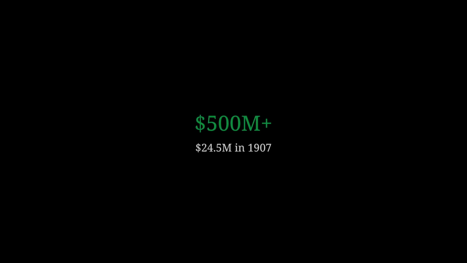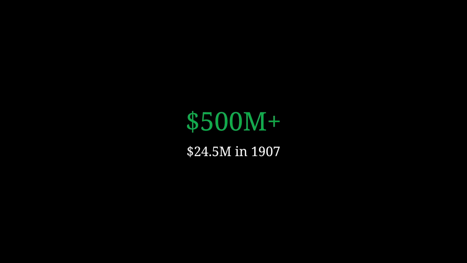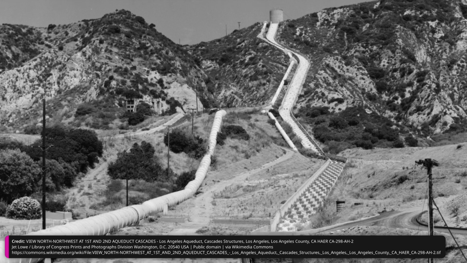Now, all that was left was to convince the public, the residents of Los Angeles, to approve the funding of the aqueduct. They needed over $500 million if adjusted for inflation. That's a lot of money. And what's the best way to convince people to approve this bill?